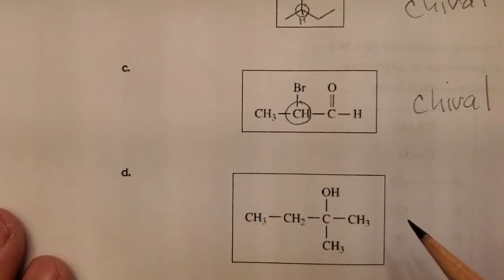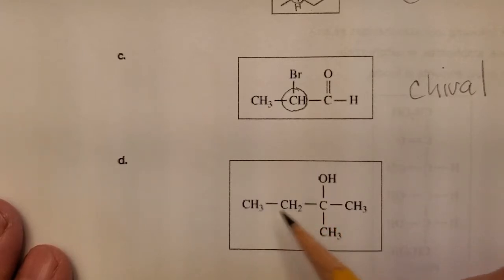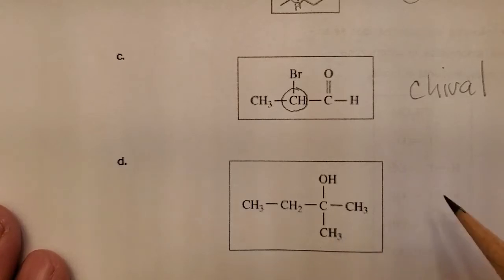Okay, what about this one? So that's CH3 achiral, CH2 achiral, CH3, CH3. All of these are achiral. What about this carbon? That group is different. This group is different. This group is different, but this group is the same. So these are the same. These two groups are the same. So it only has three different groups. That's 1, 2, 3. It does not have four different groups. So this is achiral.